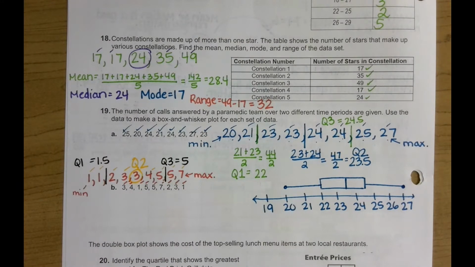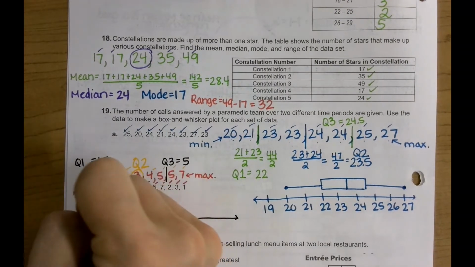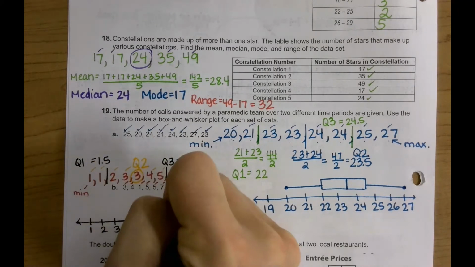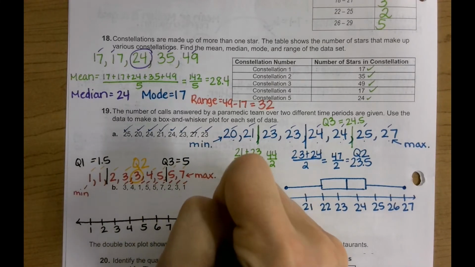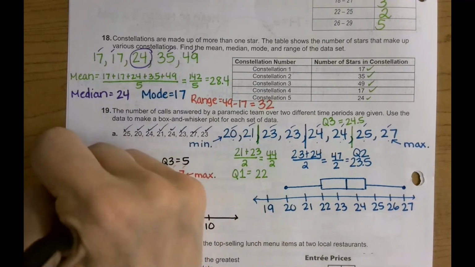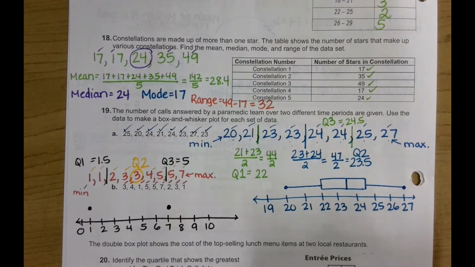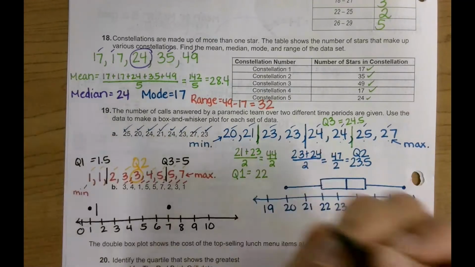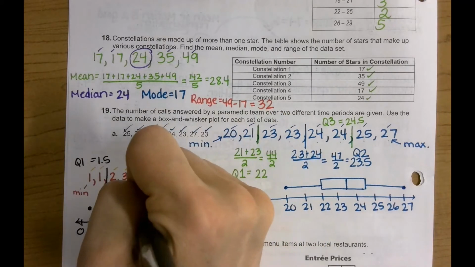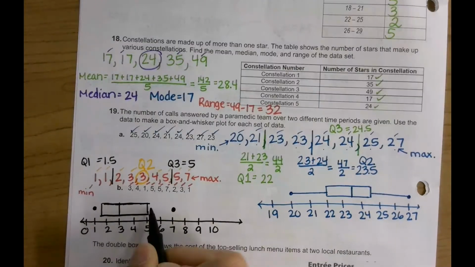All right, now we're going to make the box and whisker plot for this one. I'm going to start at 1 and go up to at least 7. 1, 2. It's okay if you go a little above 7 though, or even start at 0. All right, so my whiskers are at my minimum and my maximum. Then I have my quartile 1 is at 1.5. Quartile 2 is at 3. And quartile 3 is at 5. Create my box. And whiskers.